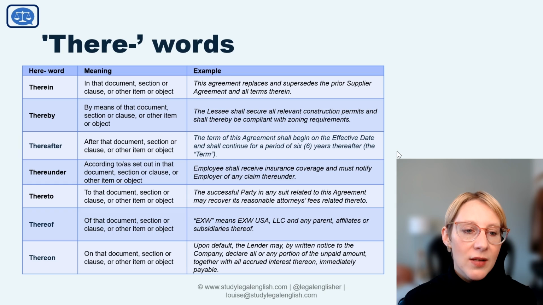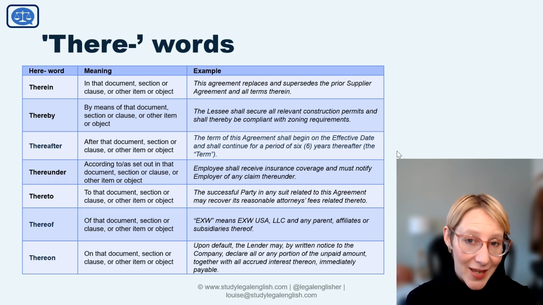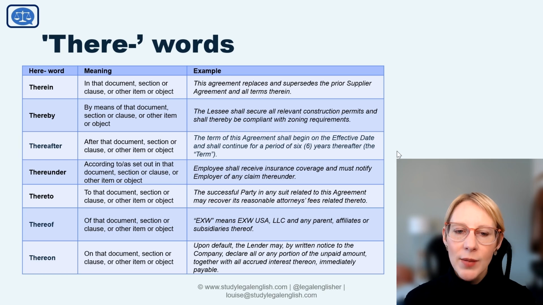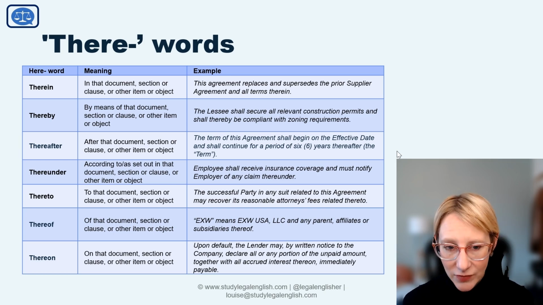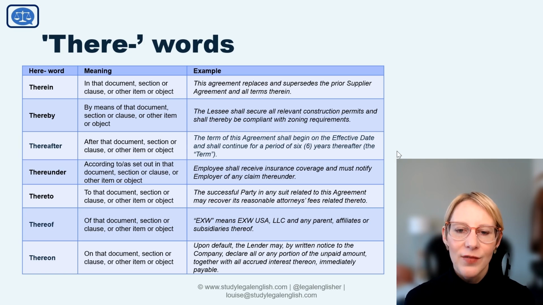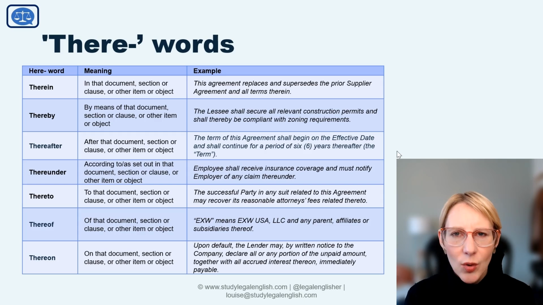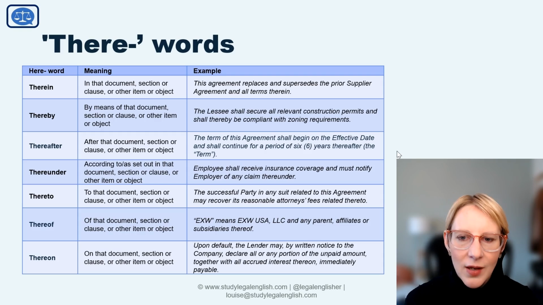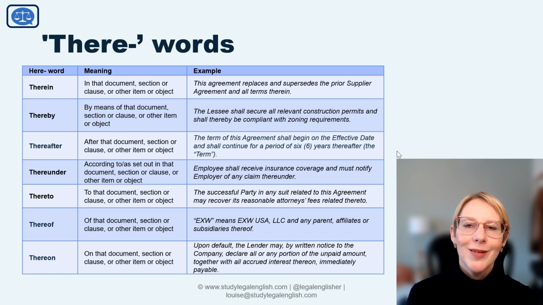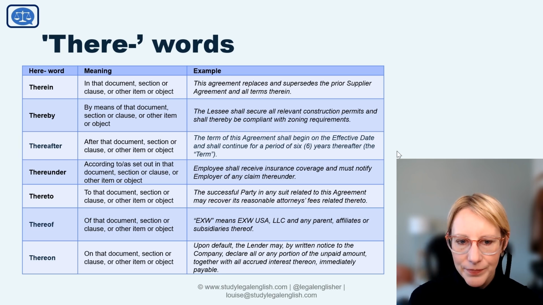Thereafter means after that document, section or clause, other item or object, for example, a date. Let's see here, we've got the term of this agreement shall begin on the effective date and shall continue for a period of 6 years thereafter, meaning the term. So the thereafter here means after the date that I just mentioned. And the date that I just mentioned is not this document, this section, this clause. It's another thing. It's a date, right? And so we use thereafter, not hereafter.